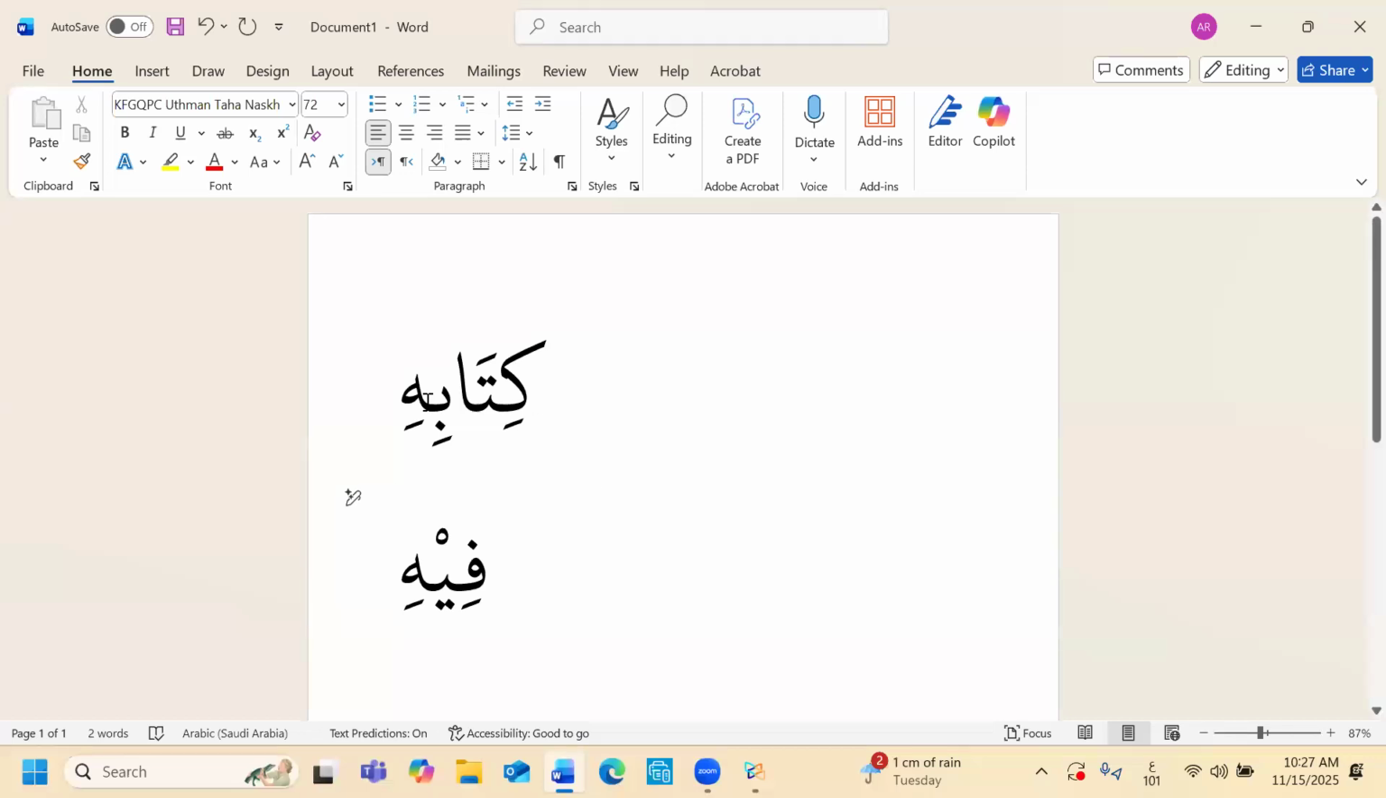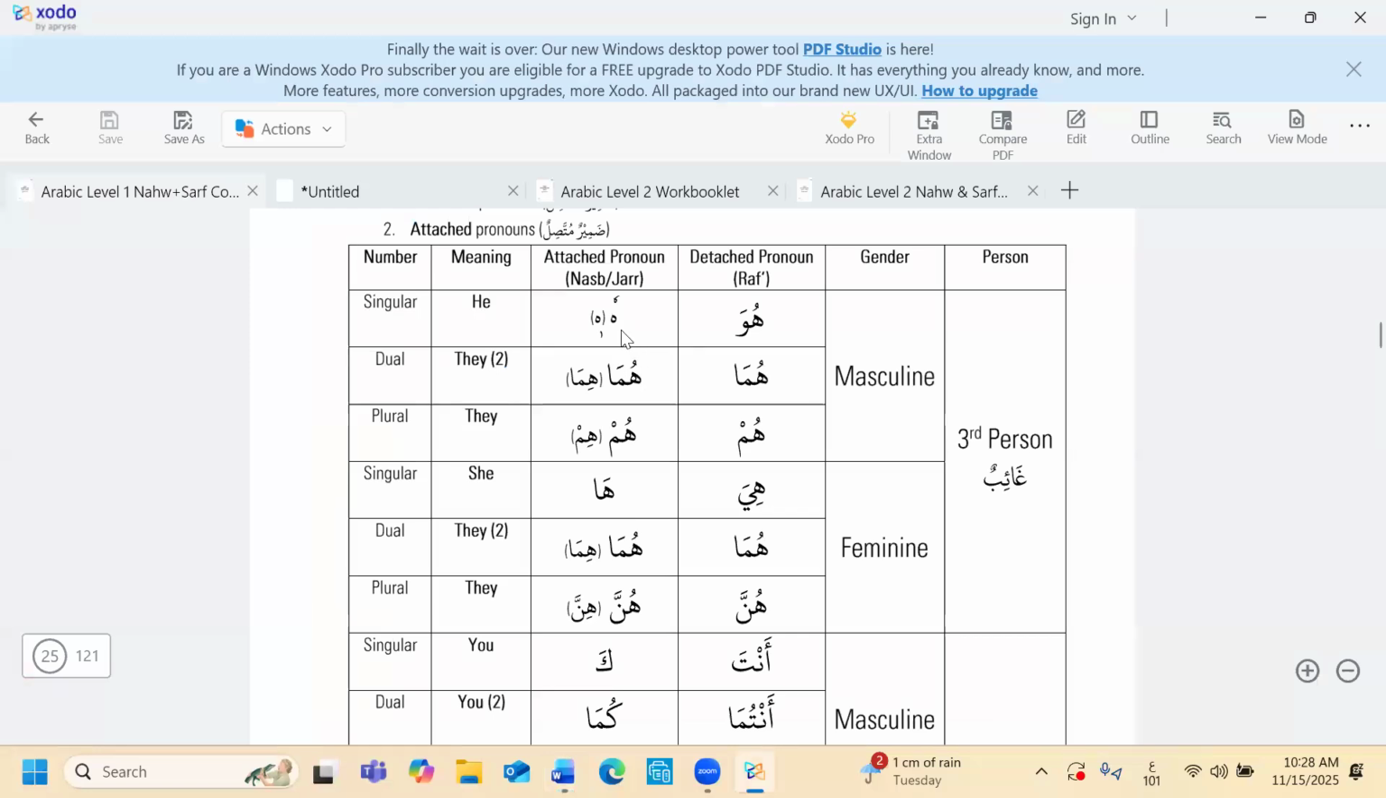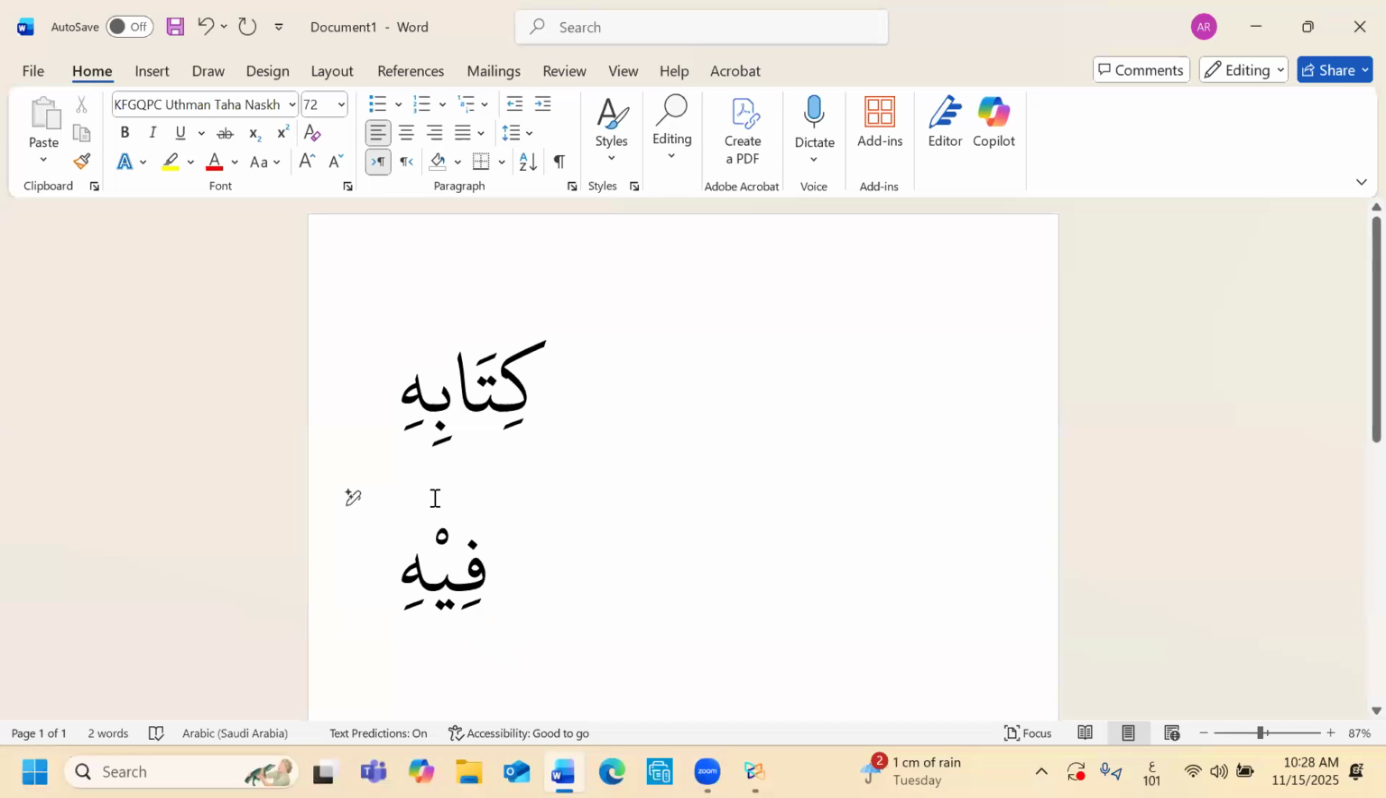Okay, so the rule here is: the ha in the huwa, huma, hum, hunna, huma, these five, if you have before it a kasra, the letter has a kasra on it, or there's a ya with a sukoon before it, you're gonna put a kasra on the ha. So you're not gonna say kitabihu, you're gonna say kitabihi, and you're not gonna say fihu, you're gonna say fihi. So it's something that you'll pick up over time.